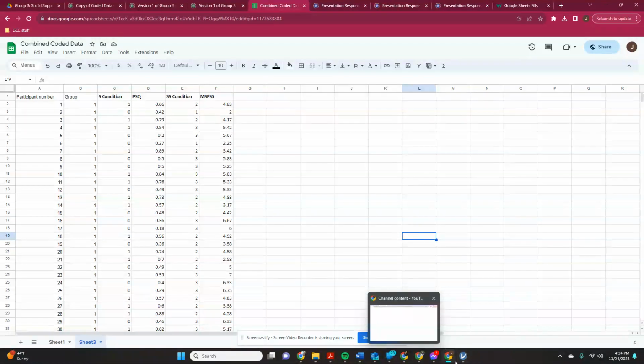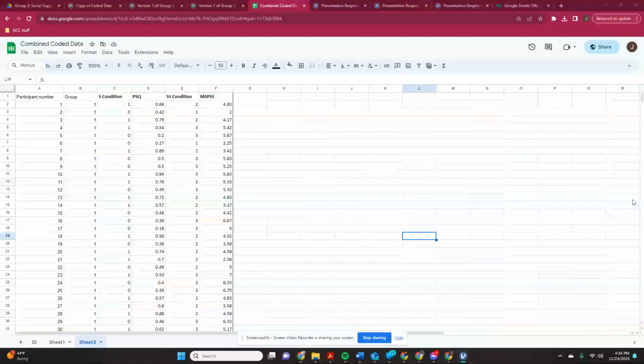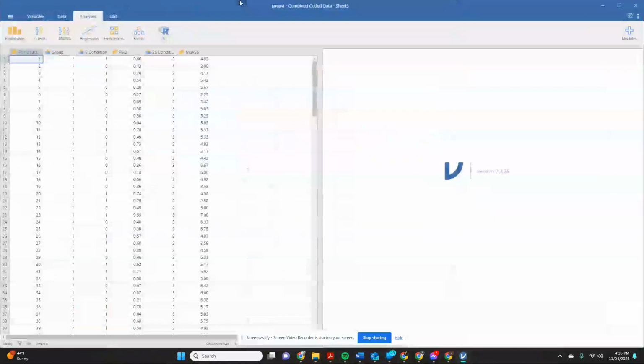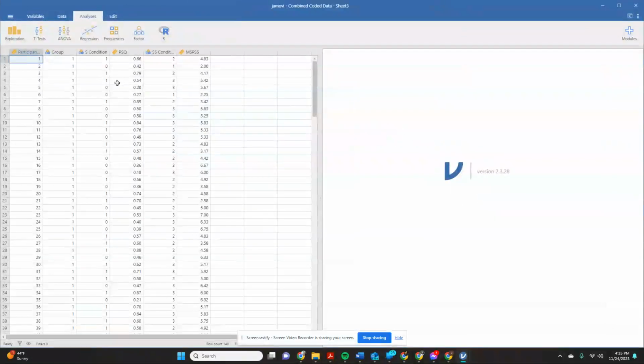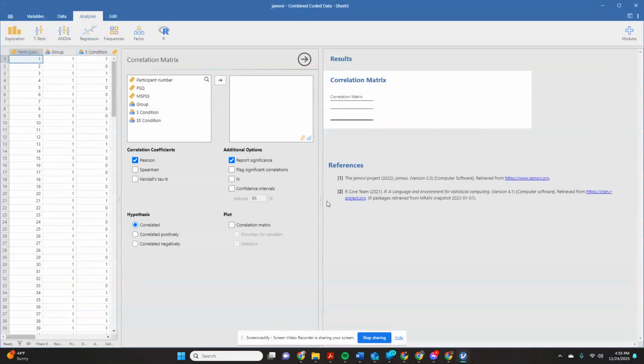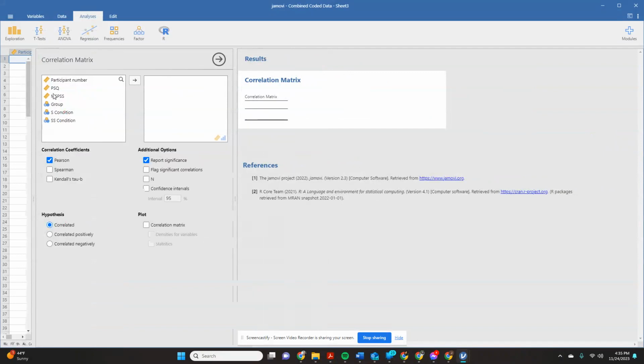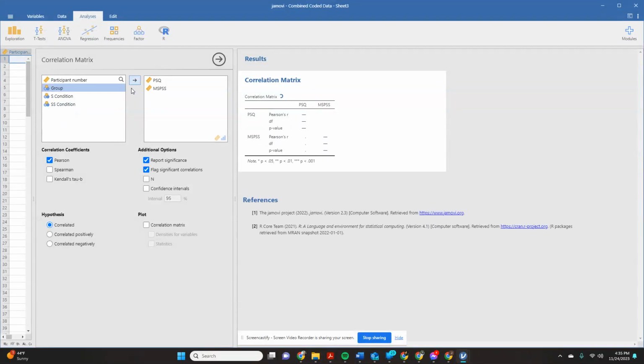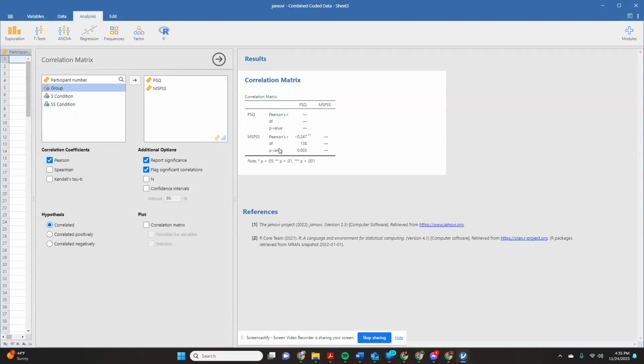What this is going to allow you to do when you open up your Jamovi over here, let me pull this over. When you come over here to analyze, remember you're going to go to regression and you're going to make a correlation matrix. Yes, you're going to be able to play around, always click flag significant correlations, and see, is your PSQ correlated with your MSPSS? It's a negative significant correlation. You can interpret this for your discussion.